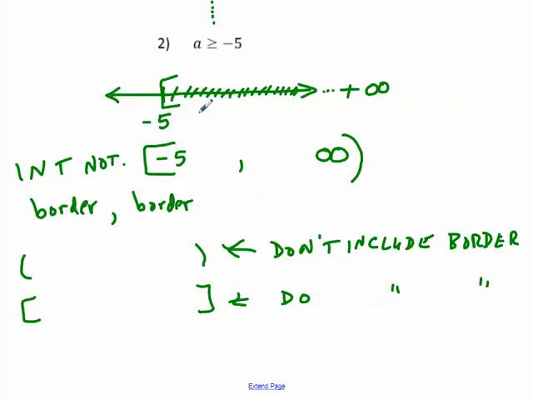For this inequality, interval notation would be a square bracket by negative 5, comma, infinity, round bracket. And there's our interval notation.